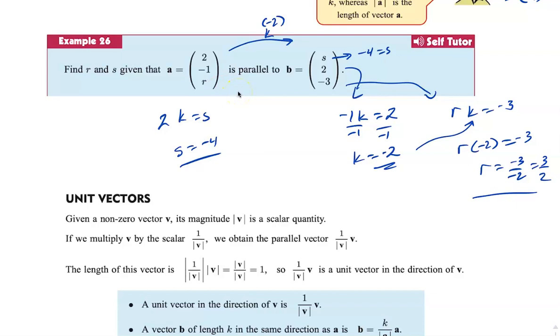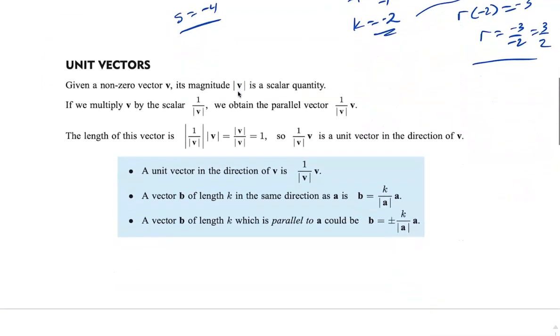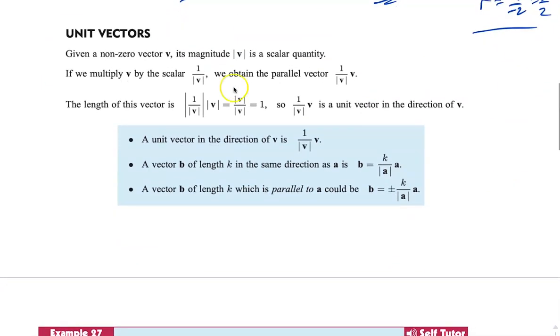Or set up the equations. Unit vectors is actually a little bit of a review. I've talked about it before: a unit vector is just a vector with a magnitude of 1.